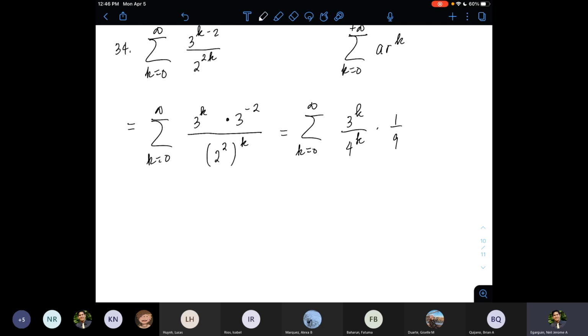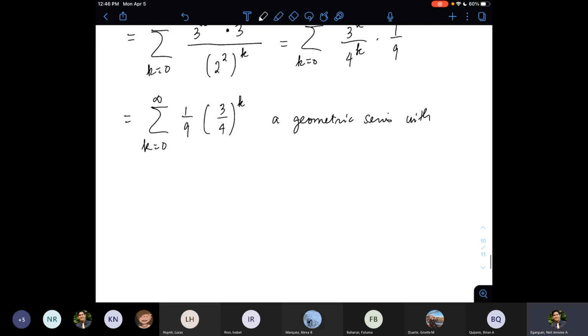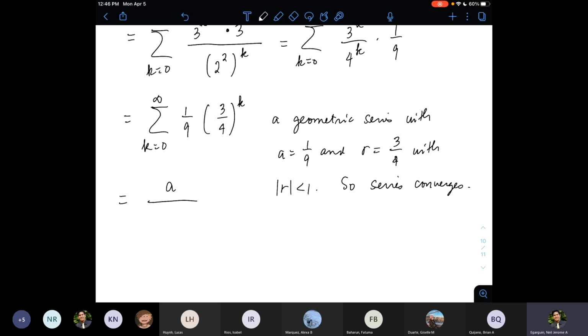So now I can write it as the summation of 1/9 times (3/4)^k, k going from 0 to infinity. So it is clearly now a geometric series with a equals 1/9 and common ratio 3/4, with magnitude less than 1. So the series converges. And we know the formula for the sum. It's 1 over 1 minus r, because the summation started at 0, right?